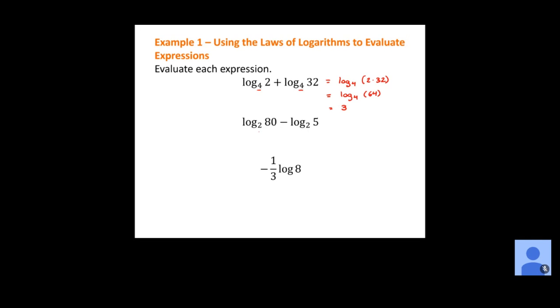Now the next one: first step again, always make sure your bases match up. These are both base 2 logs, so this works. We're going to combine these into a base 2 log of, and because it's subtraction this time, it's going to become division, so 80 divided by 5. Now we divide: 80 divided by 5 is 16. So we have the base 2 log of 16. Now we ask ourselves, 2 to what power will give us 16? That's going to be 4, and so the value of that logarithm is 4 this time.